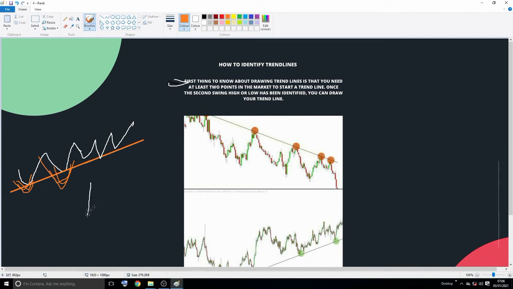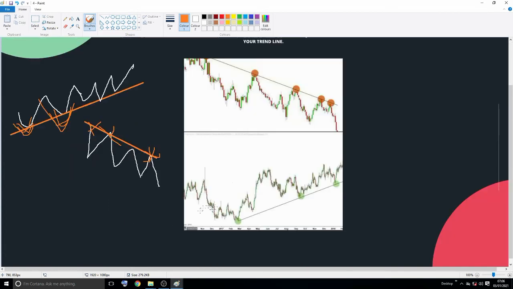Same applies to a downtrend. You need 2 points to start a downtrend. So maybe you have this point and this point. You can put a line and wait for price to come to this point and start trading. So you need at least 2 points to confirm that you have a trend line.